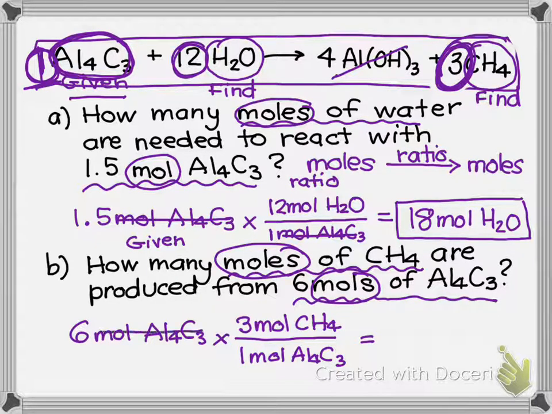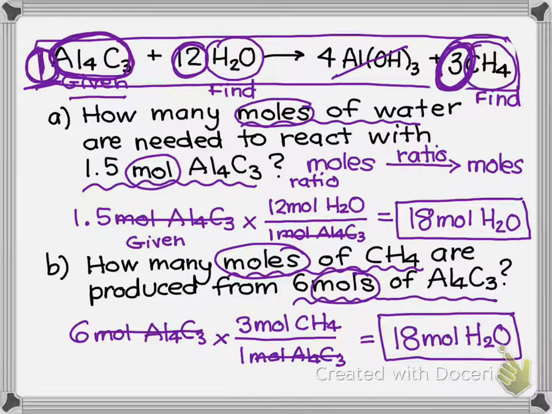So the moles of aluminum carbide cancel. That's basically what we want. And I get 6 times 3 divided by 1. Oh, that's a little funny that I ended up with 18 on both of them. That's just one of those things. So the question, how many moles of methane are produced from 6 moles of aluminum carbide? Oh, why did I write water? I got distracted by the 18. Okay, 18 moles of methane are produced. There's no water in this part B.